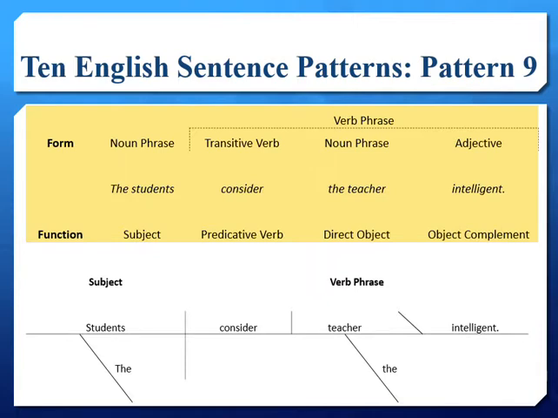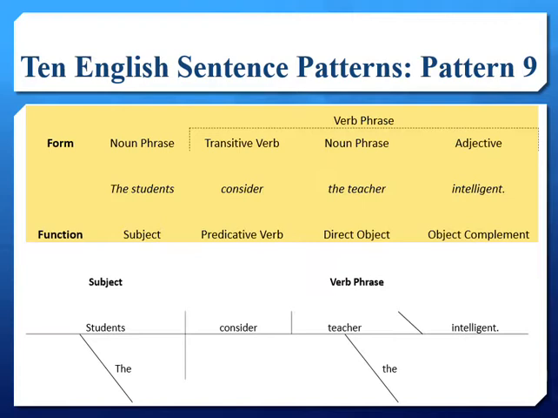Like patterns 2 and 4, the relationship between the direct object and object complement is similar to the subject and subject complement. In the sentence, the students consider the teacher intelligent, the noun phrase, the teacher, is described with the adjective intelligent. Whether a complement functions as a subject complement or object complement, a complement describes a noun phrase. Complements describe noun phrases by complementing noun phrases. Hence, we use the term complement.